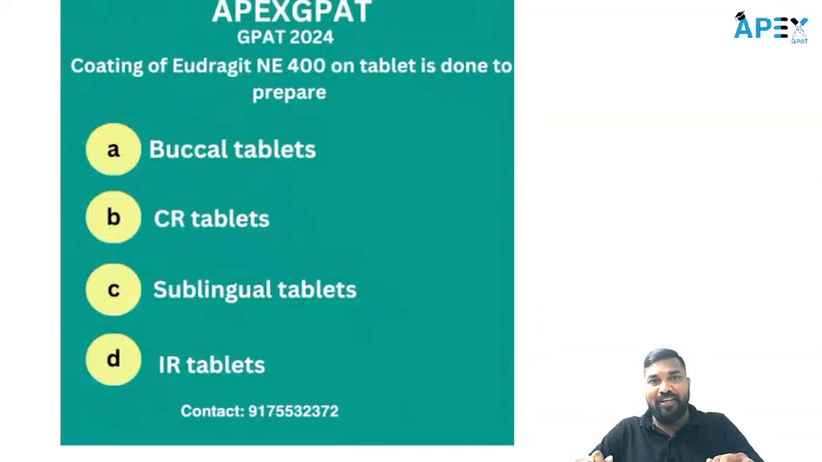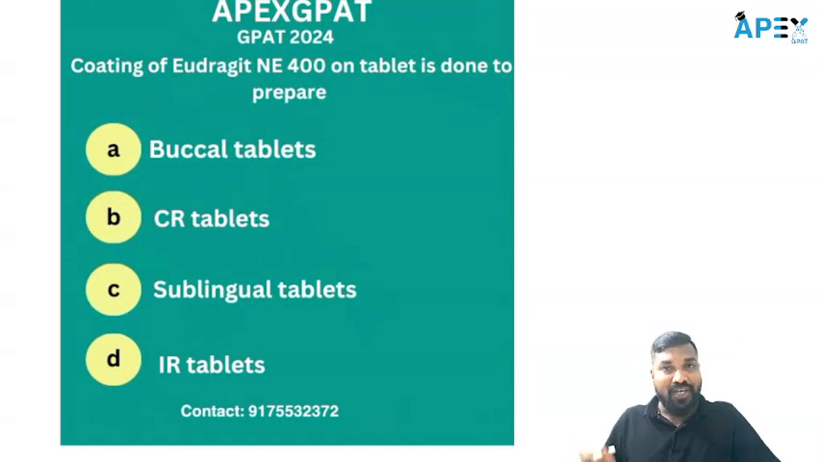Hello everyone. In this video, we will discuss a GPAT 2024 MCQ. The question is: coating of Eudragit NE 400 on a tablet is done to prepare what? Okay, so what is Eudragit first?